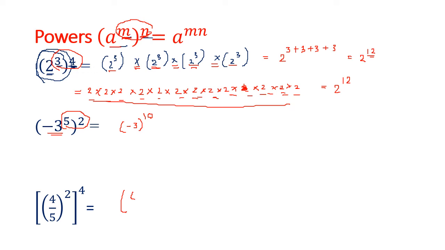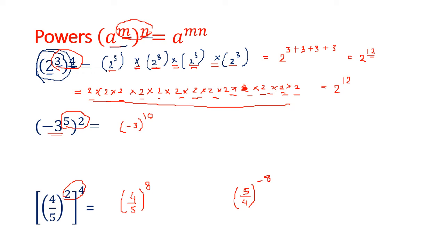Similarly, 4 upon 5 is the base. Yes, 2 4s are 8. So we write 2 4s are 8. Now, 4 upon 5 raised to 8 can also be written as 5 upon 4 raised to, can any of you tell the answer? Minus 8.